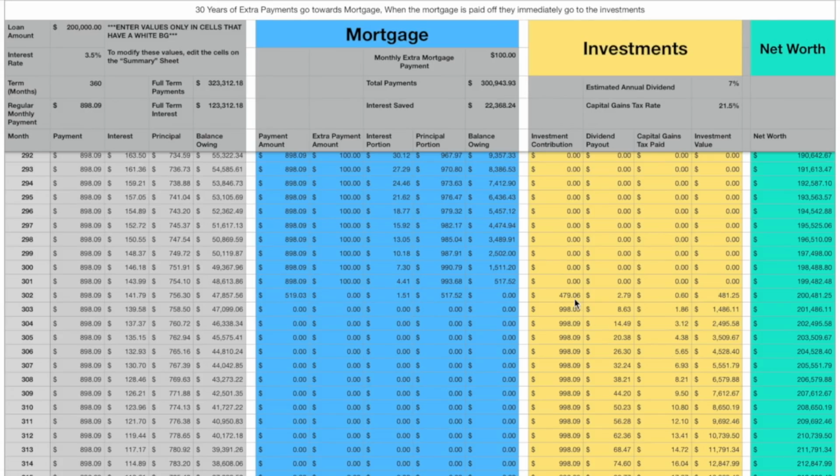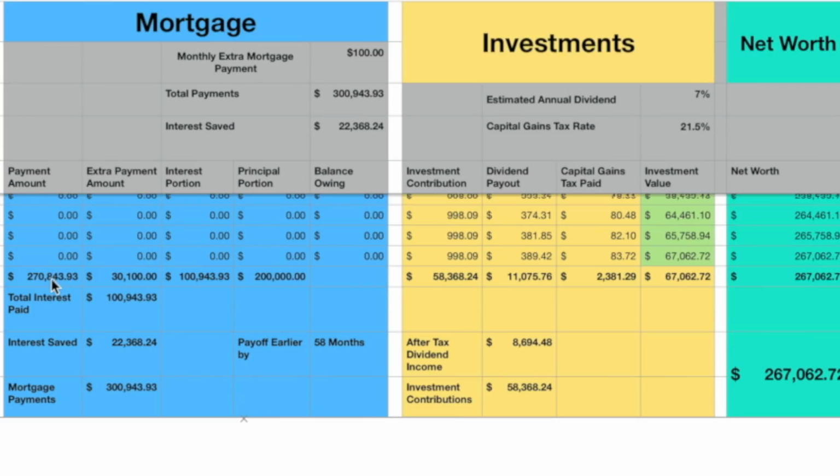So what's going to happen now is that this is going to start to grow. We're going to start to contribute $1,000. We can see some totals here. We can see total amount paid. We can see the total amount of extra payments, the interest portion, so the total interest paid, the interest saved, the regular mortgage payments. So this 300 is the 270 plus the 30. We've paid off earlier by 58 months, as I said before. And we've got the principal portion is paid down to zero. So this original $200,000 loan is worth $200,000. We owe zero here.